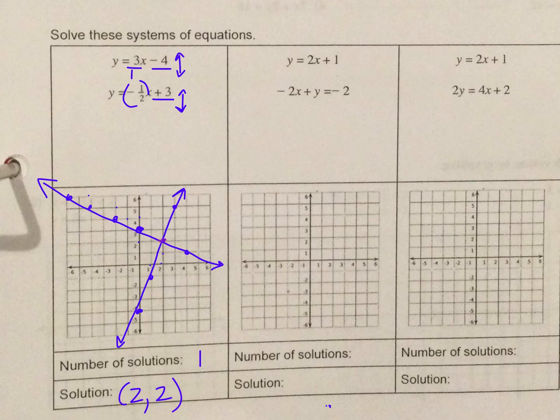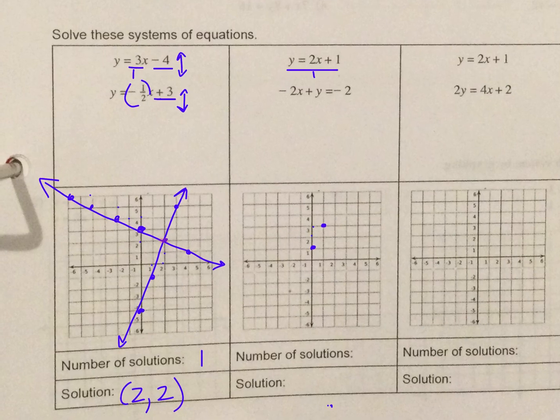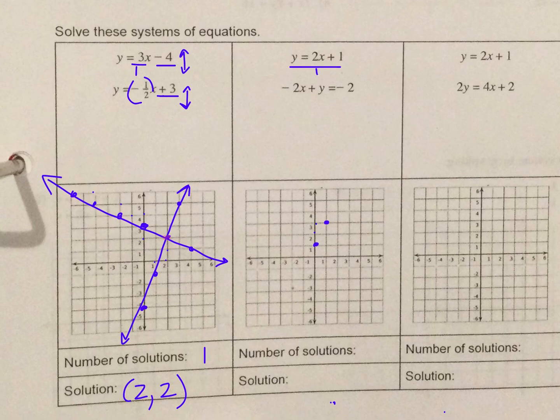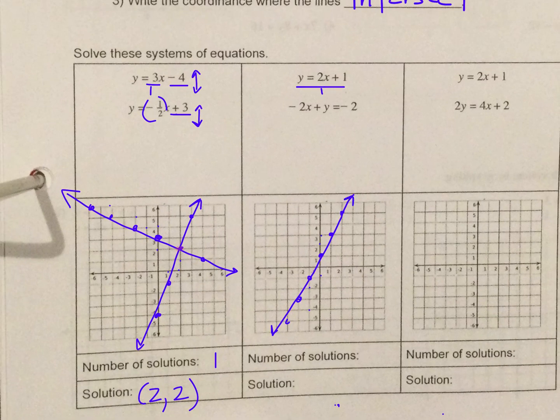This next one, I can plot this first one. I start at 1, and then I'm going to rise 2, run 1, rise 2, run 1. To do the opposite on the other side, I'm going to go down 2, left 1, down 2, left 1, down 2, left 1. That gets me that perfectly straight line, if I could draw it perfectly straight.